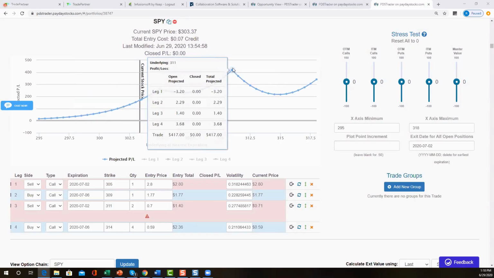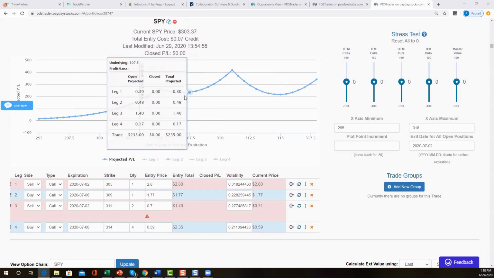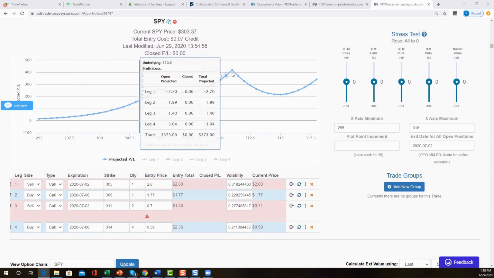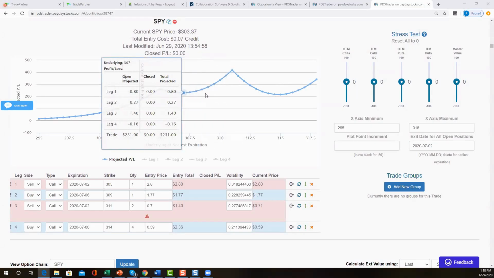So obviously, profit peaks come at the short strikes, always, always. There is a bit of a dead zone here, but it's really not a dead zone because the second profit peak is so much higher than the first profit peak. And so that's actually going to pull that dead zone up, and I'm not even remotely worried about that dead zone.